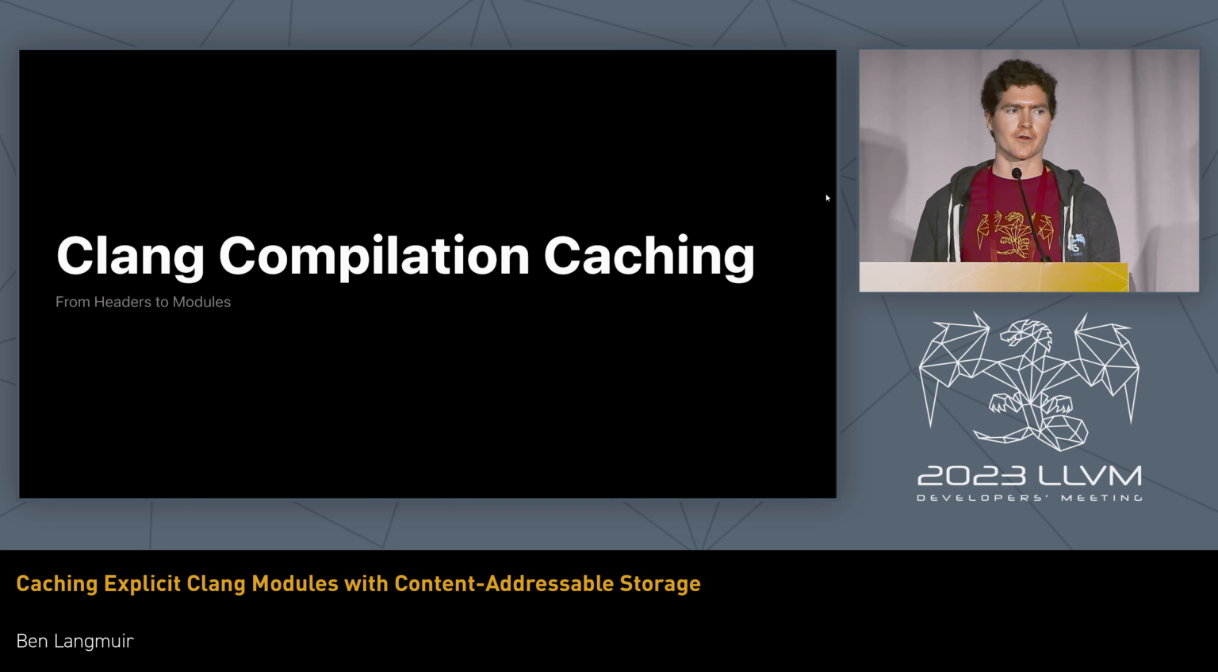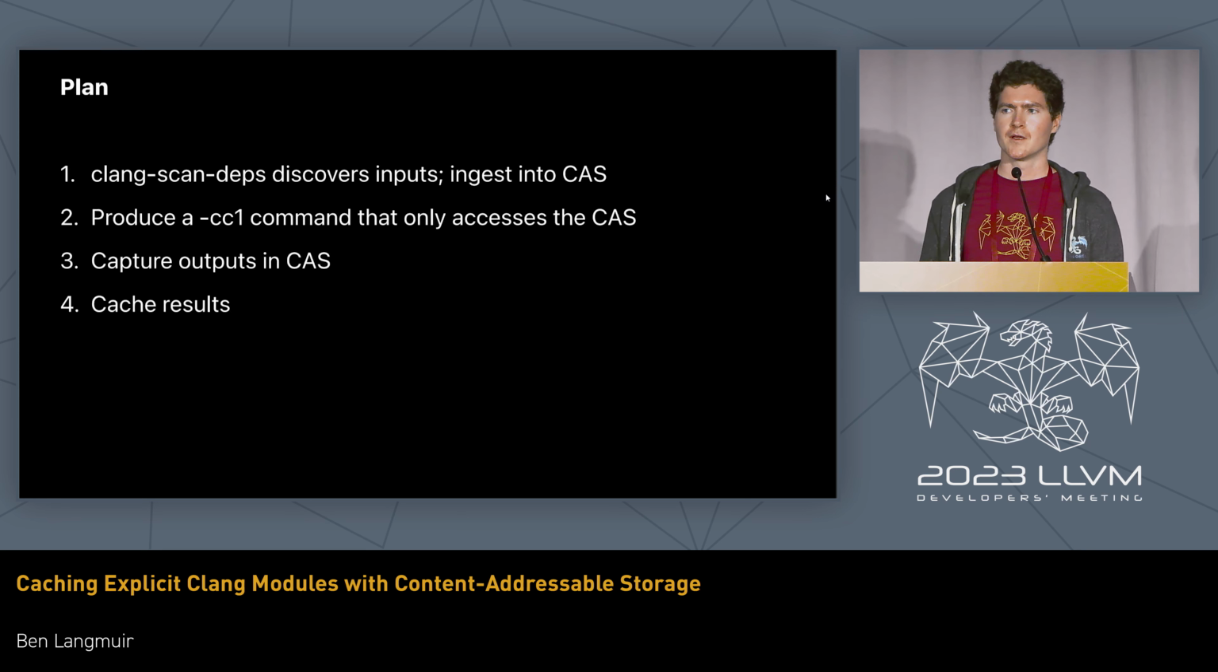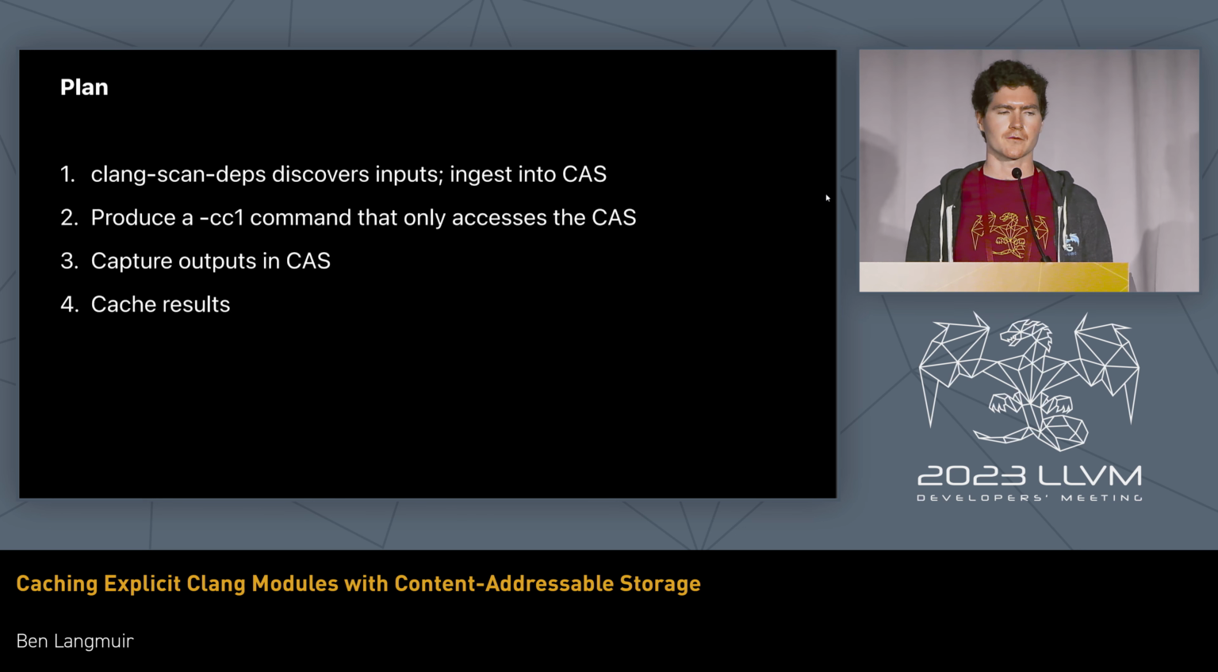Next, I'd like to talk about how we use this in Clang compilation caching. The basic idea is that we're going to map all of our inputs into the CAS in order to isolate ourselves from the mutable file system. This is to make caching sound. Specifically, we'll run the Clang dependency scanner to find all of the inputs, pulling them into CAS objects as we go. We'll build a new command line invocation that only has access to CAS inputs. We can capture outputs, and finally, we can cache the results knowing that we have a fully sound pure computation.